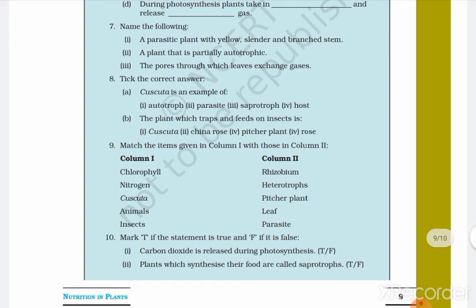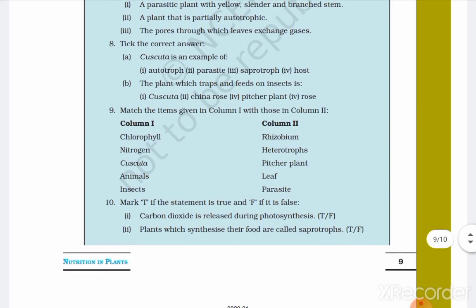Take the correct answer. Cuscuta is an example of autotrophic, parasite, saprotrophic, host. Parasite, as you all know. The plant which traps and feeds on insect is Cuscuta, China rose, pitcher plant, rose. Pitcher plant, I just gave an example for the plant that is partially autotrophic.